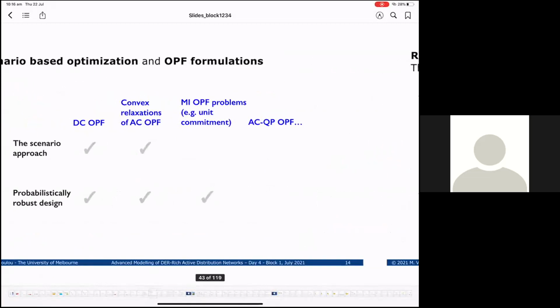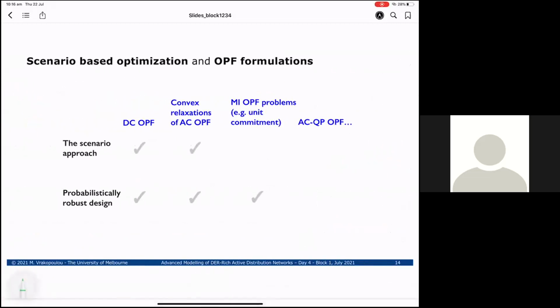Here I'm just summarizing the fact that these two approaches could be used on different OPF formulations. The DC OPF is a linearized problem, so both the scenario approach and the probabilistically robust design can be used. The convex relaxations that you've seen so far could also leverage these two methods. But if you want to go further to unit commitment problems, where mixed integer variables take place, then you can take advantage of the second method that really does not rely on convexity.